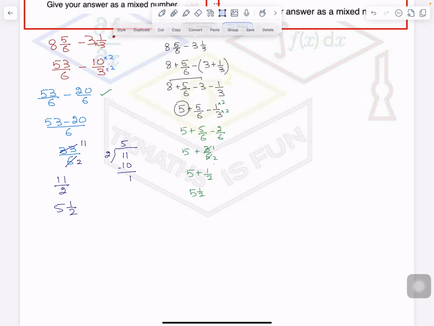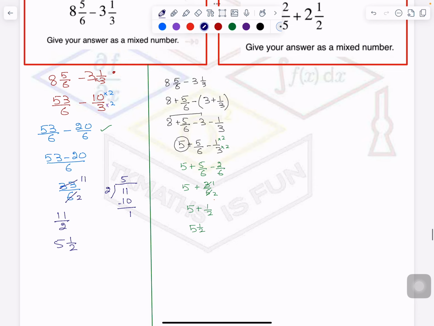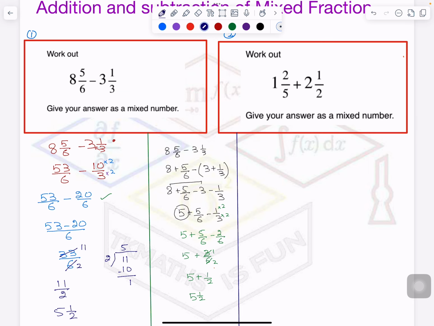Okay, so now I will solve the other question, and that I will solve by one method only. Mostly students follow the first method, so I'm just doing it by that method faster. So 1 whole 2 over 5 plus 2 whole 1 over 2.